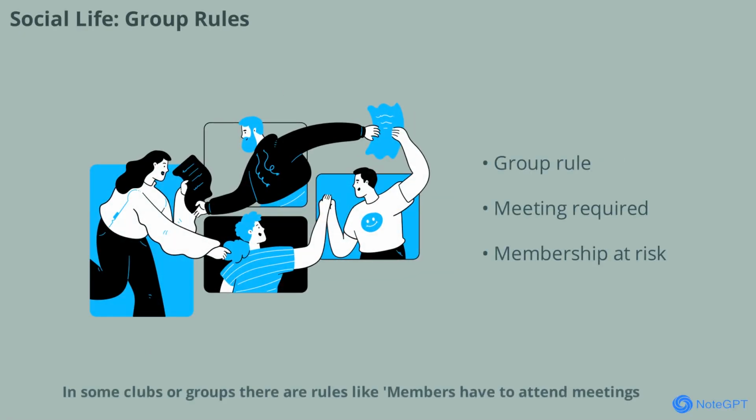In some clubs or groups, there are rules like members have to attend meetings. This means attendance is required. If you miss meetings, you might lose your membership. Have to makes the rule clear for everyone.